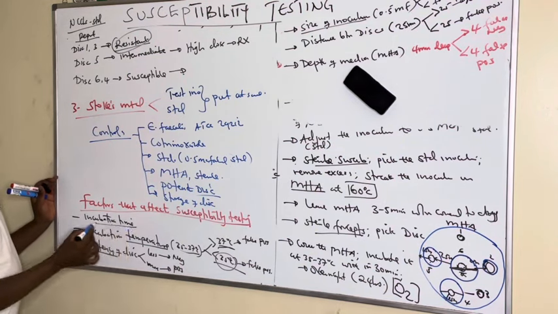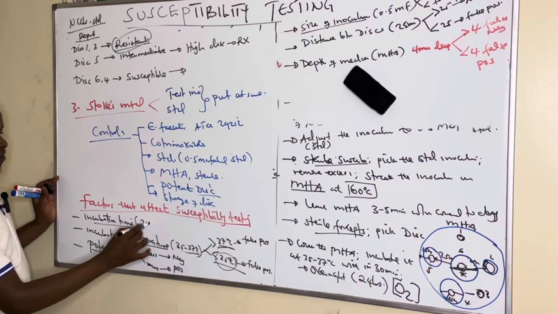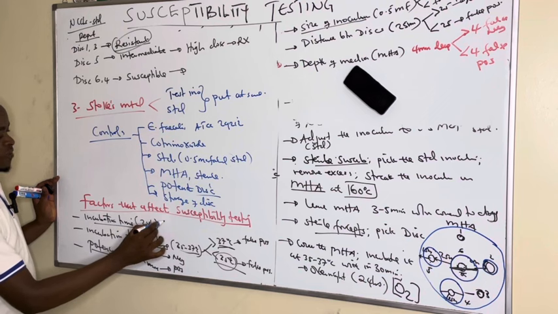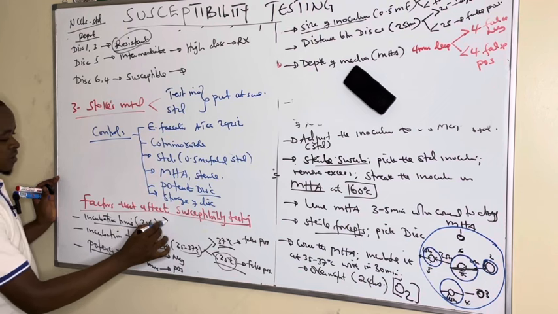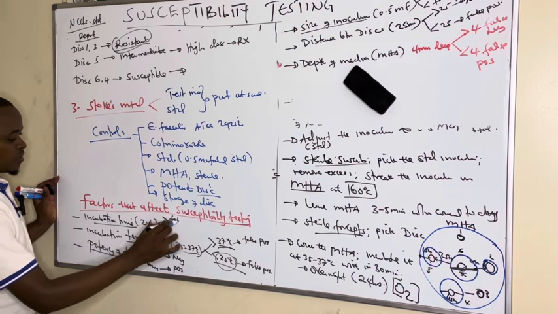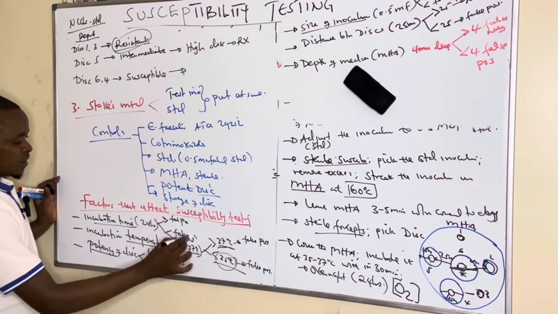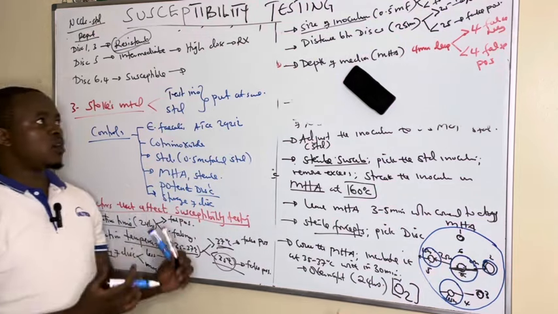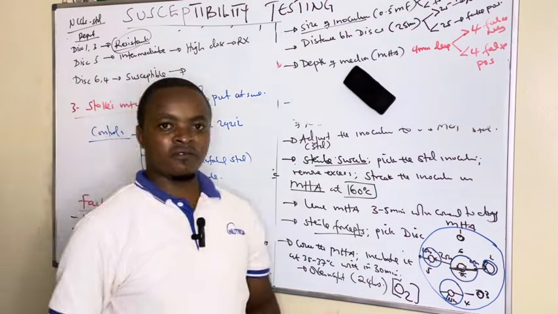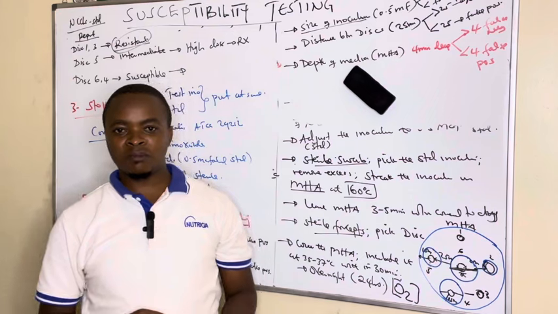Then incubation time should be 24 hours. So if you read beyond 24 hours, it will give false positive. And if you read before 24 hours, it will give false negative. So it is very important to know how to discuss these factors affecting susceptibility testing.